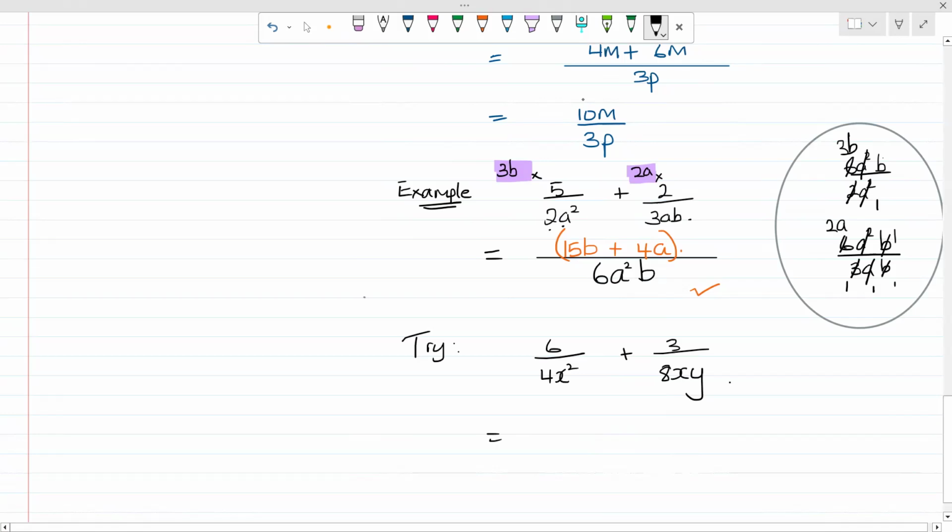So remember what we did, right? You look at the 2 and the 3 first. Here you're looking at the 4 and the 8. LCM of 4 and 8 is 8. Then you're looking at the x squared and the x. You're taking the higher power. And because x is there, you have to include x. It must have representation for each letter. Yeah? So try that for me.